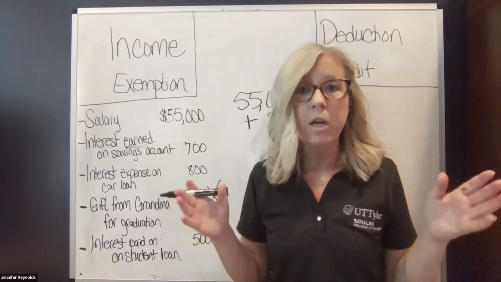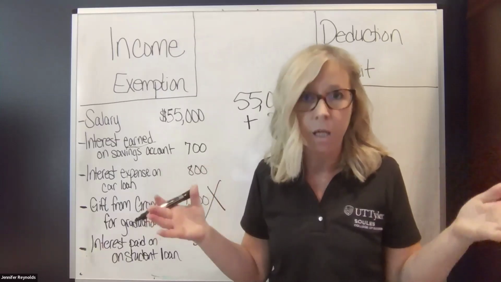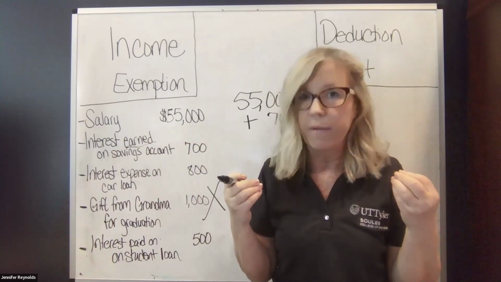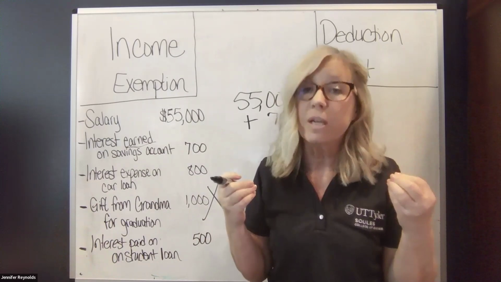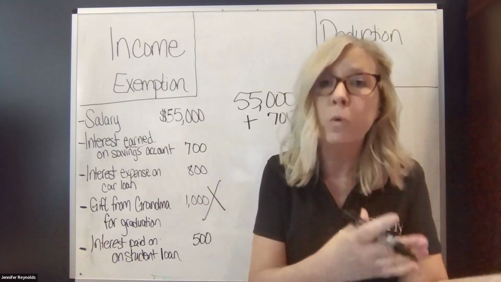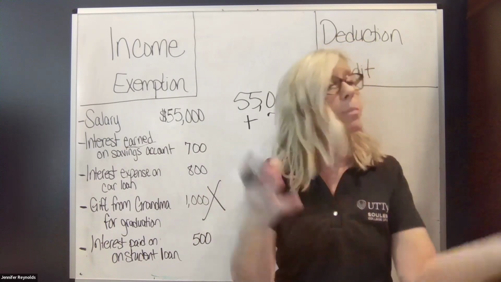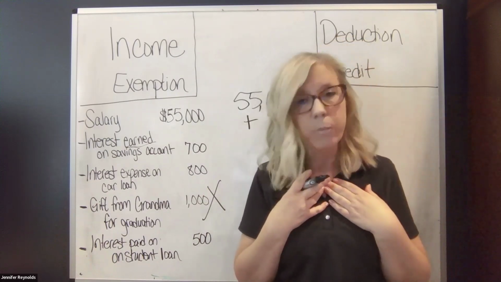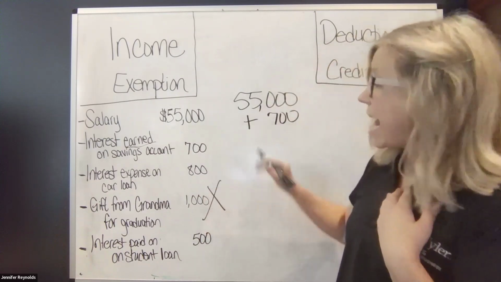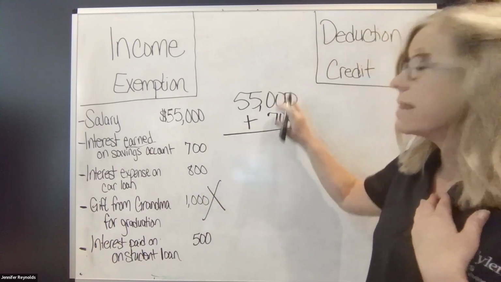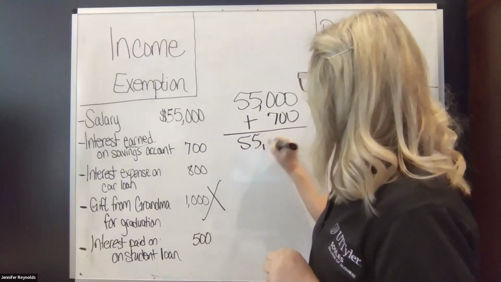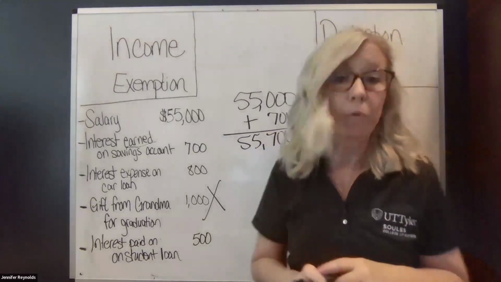Y'all, even if your grandma gives you $10 million, the person receiving it never has to pay taxes on it. There's something called a gift tax where grandma, the giver, the donor, might have to pay taxes, but the person receiving a gift never pays federal income taxes on it. So I'm just crossing that out. And for tax purposes, these now are my only two items of income. So I have what we call $57,700 of gross income.